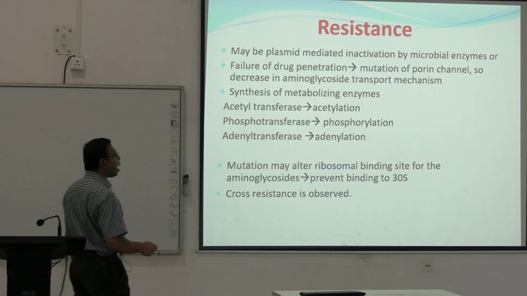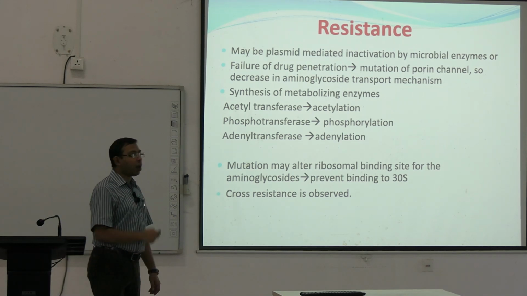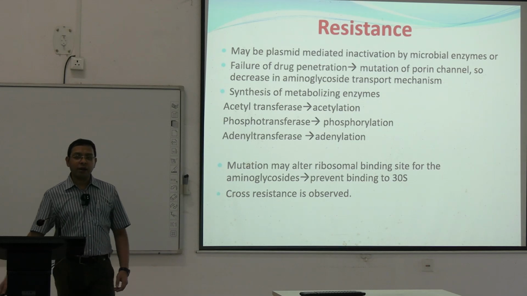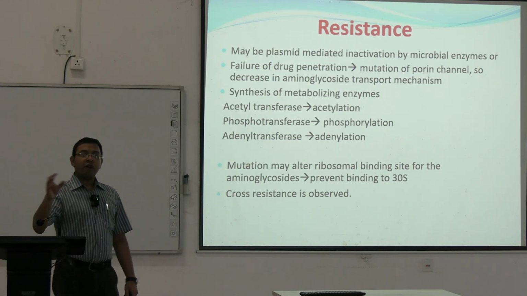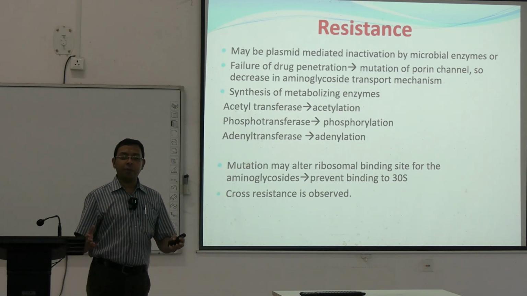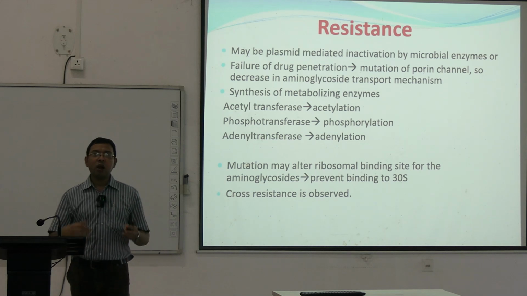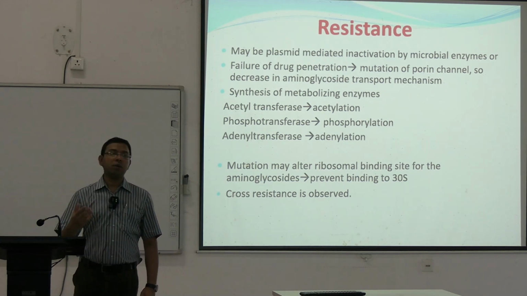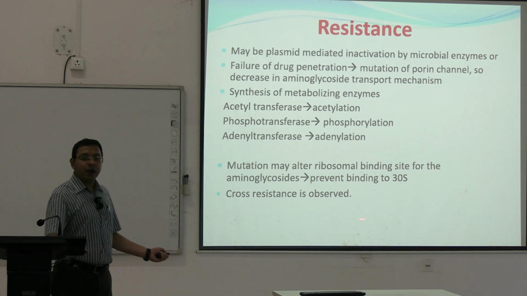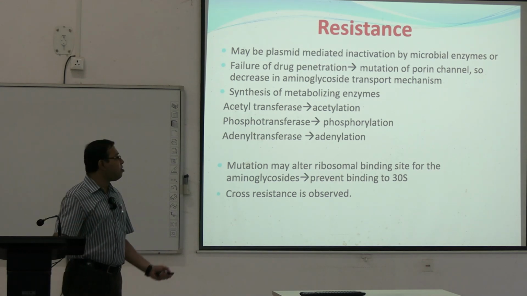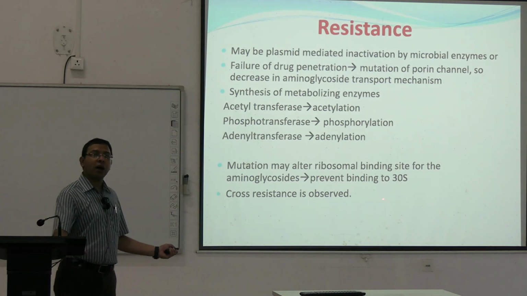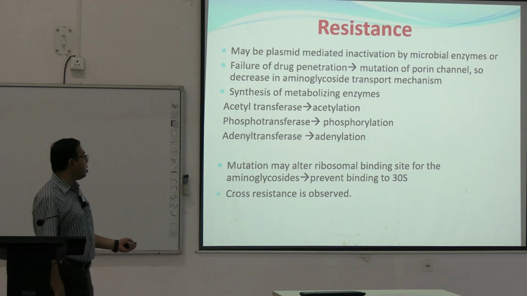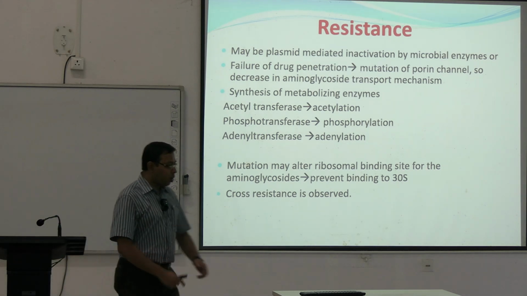Mutation may alter the ribosomal binding site for the aminoglycosides, which prevents binding to 30S. After binding there would be premature termination of protein chain synthesis, initiation blockage and miscoding, but all this can be prevented if the bacteria change the site where the aminoglycoside has to bind. Cross resistance is observed, as we have already seen.